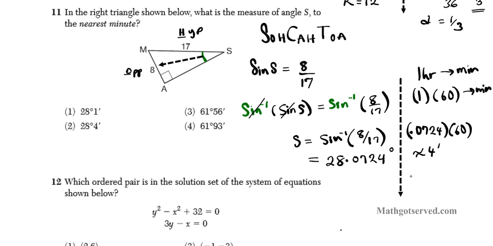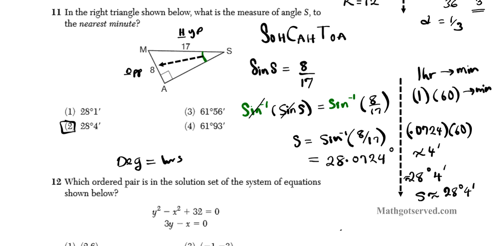So that tells us that this value, 28.0724 degrees, is the same thing as 28 degrees and 4 minutes approximately. All right, so this is what the value of S is. So S is approximately 28 degrees and 4 minutes. So don't forget, degrees is like hours, all right? And then the decimal component, you can change into minutes. So that's how you do it. So our answer for number 11 is option 2.